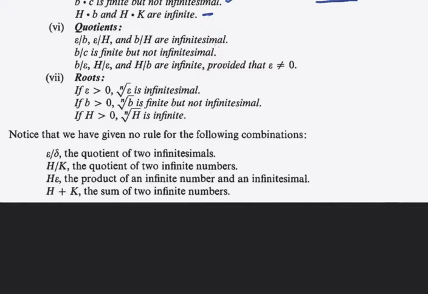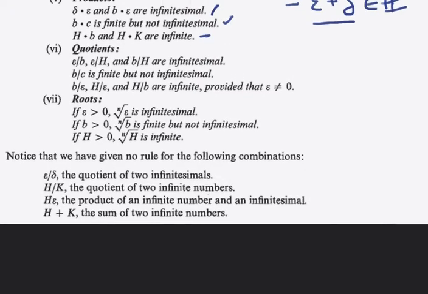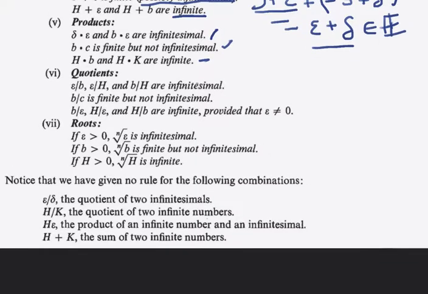My recommendation to students is actually don't think of this as a fraction, but think of it as a product. So, for example, epsilon over b is the same as 1 over b, which is a finite number, times an infinitesimal. Now we're in the first case of a product. If I take a finite number and multiply with an infinitesimal, I get an infinitesimal. So that's why an infinitesimal divided by a finite number is still an infinitesimal.